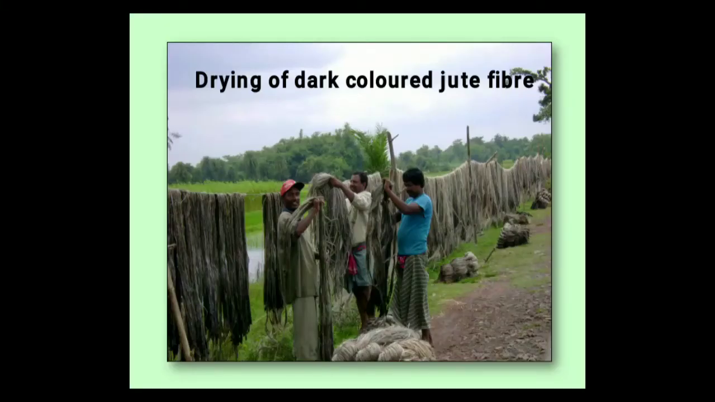Now you get to see drying of dark colored jute fiber. They are being beaten, separated, and now they are being dried. And then after they are dried, they are folded into various stacks of jute, and that is being used in the market. The jutes are dried after they are beaten and separated.